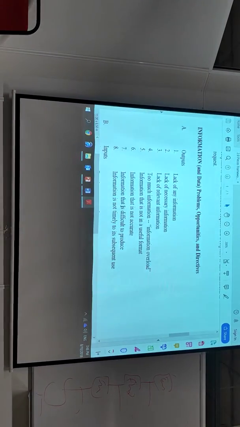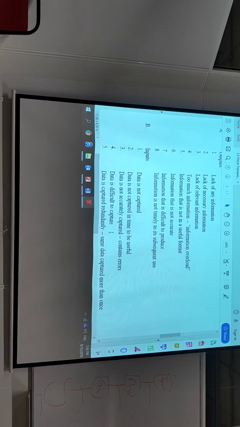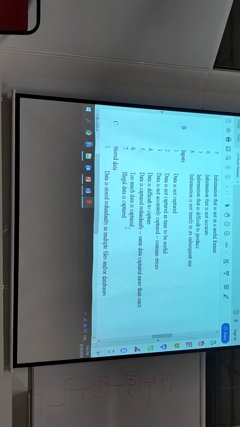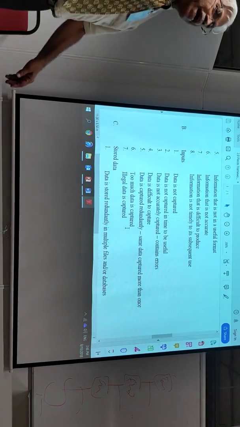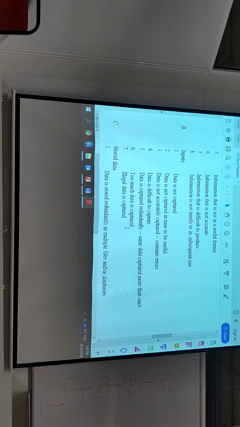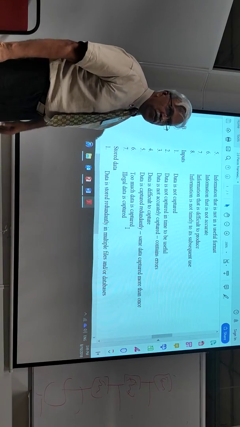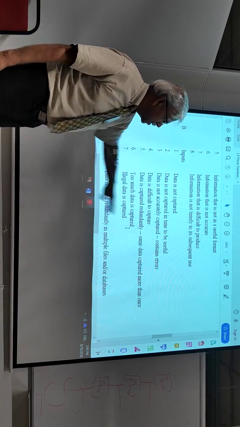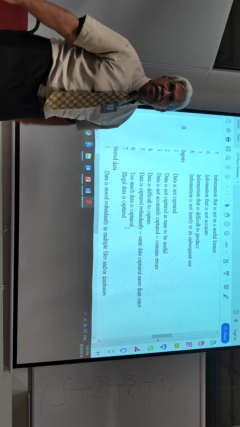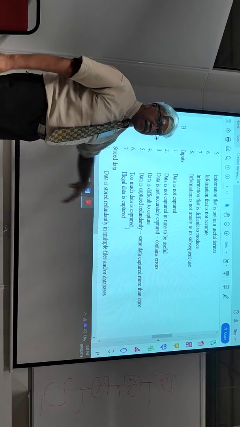So declare the problem statement, data, then you go down to inputs. Data is not captured. You know what's the difference between data entry and data capture? Go and look it up first from a software perspective. What is capture? What is entry? Data is not captured in time to be useful. Data is not accurately captured, contains errors, no validation, no verification. Data is difficult to capture.